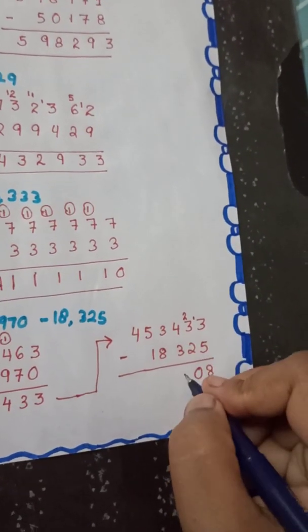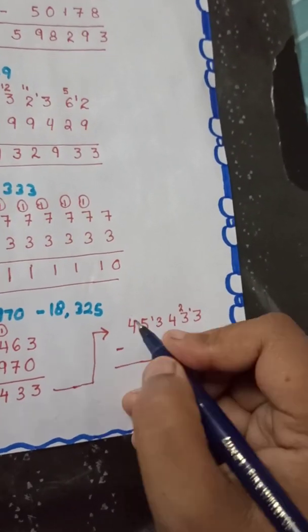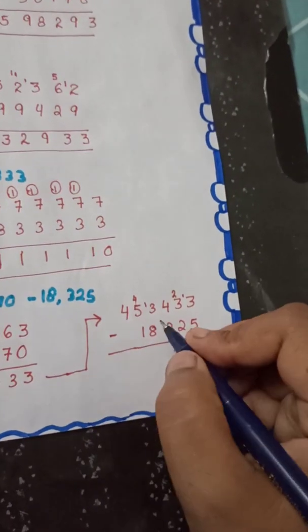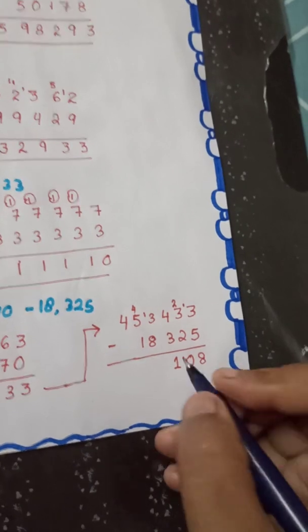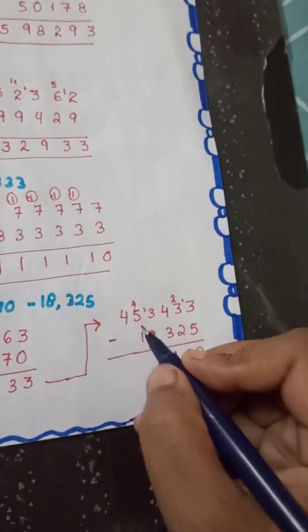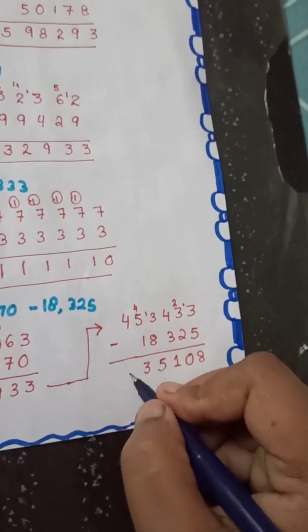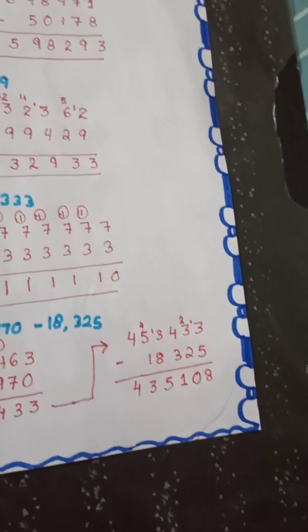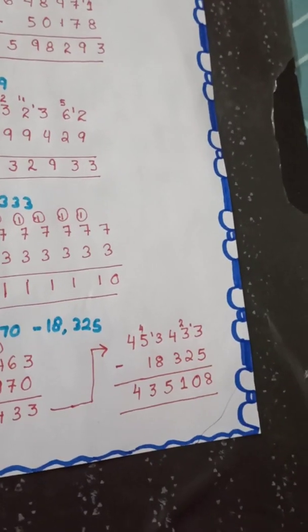3 subtracted from 4 will give us 1. Now again we need to take one borrow, and 4 will be left over here. Now 8 subtracted from 13 will give us 5. Now 1 subtracted from 4, 3, and this 4 we will write as it is. So students, you will see that this is our final answer.